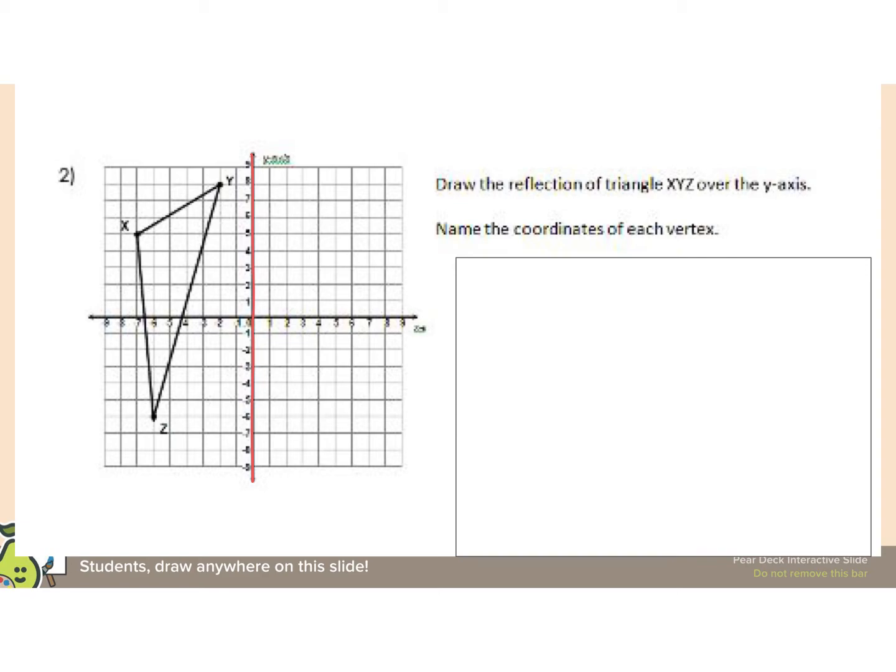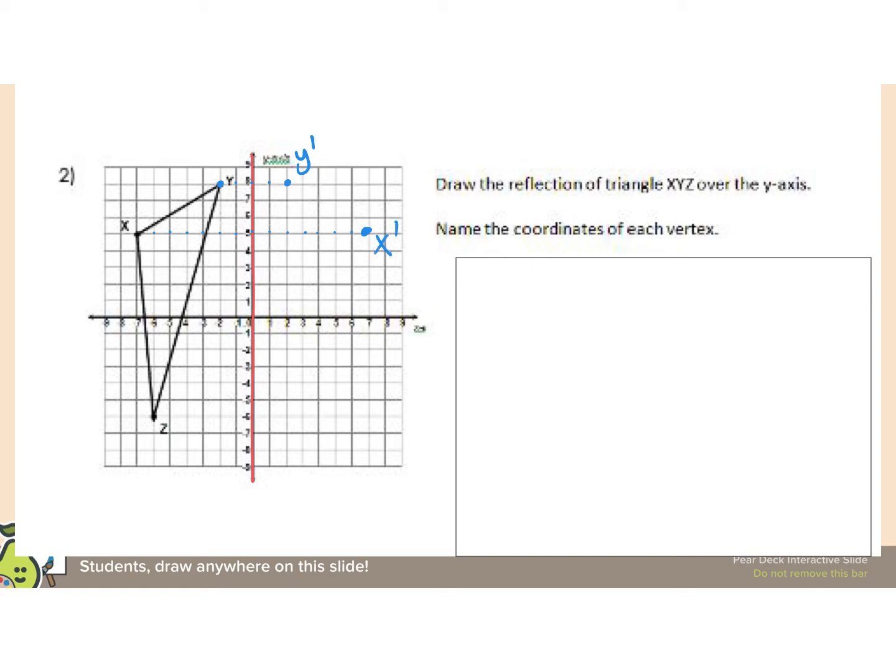So starting with y. Y is 2 spaces from the red line. So I'm going to count 2 spaces on the other side. 1, 2. Here is y prime. X is 1, 2, 3, 4, 5, 6, 7 spaces. So I'm going to count 1, 2, 3, 4, 5, 6, 7 in the other direction and put my point.